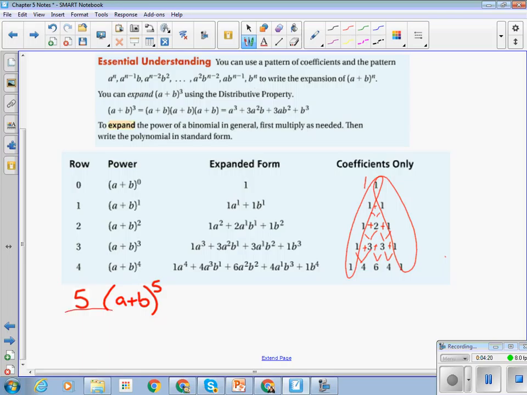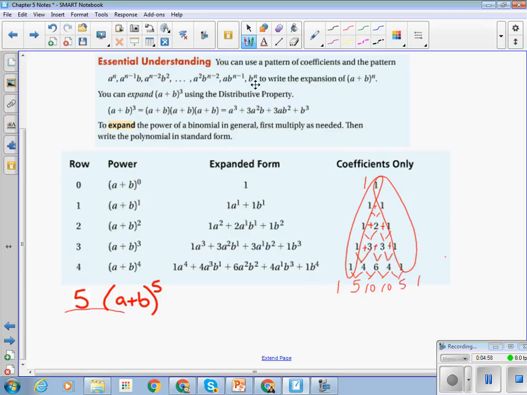So if I have row 5, a plus b to the fifth. So what we're trying to say here is I don't have to actually multiply out a plus b 5 times to itself. We can cut through, we can use this pattern, use Pascal's triangle, and write it. So let's write the coefficients first. The first one is going to be 1. 4 and 1 is 5. 4 and 6 is 10. 6 and 4 is 10. 4 and 1 is 5. And the outside is 1.